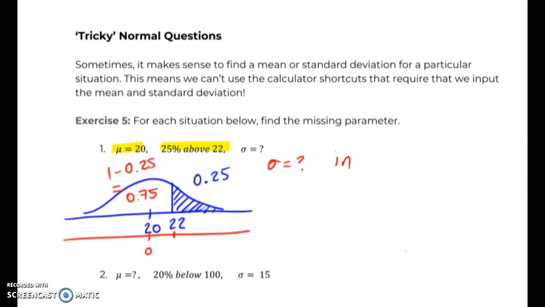So using the inverse norm, and again this can be used on the calculator or on StatCrunch, we're simply going to put 0.75 as the area to the left. We have to use the 0 and 1 because we cannot use the normal distribution since we don't know the standard deviation. So this requires an additional step.